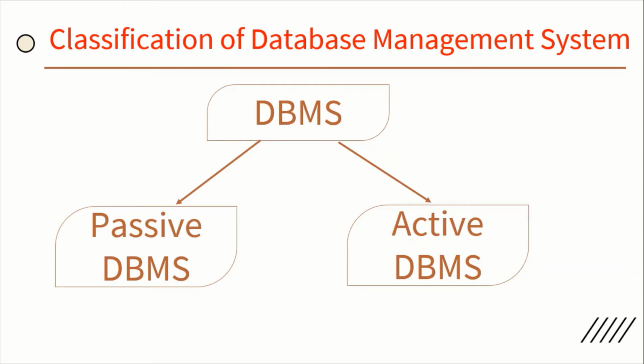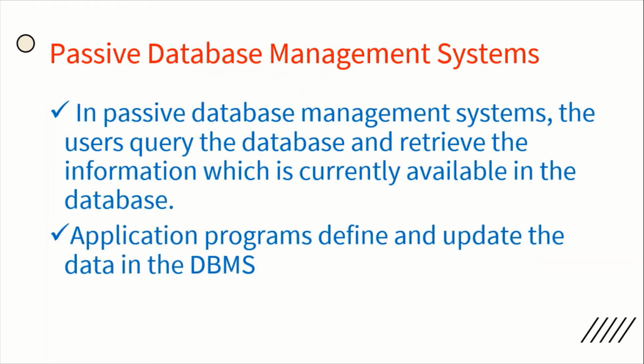As the name implies, a passive DBMS stores the information and whenever we want, it gives us the information. But an active DBMS is not like that. We'll see the definitions. In a passive DBMS, the users query the database and retrieve the information which is currently available in the database. It means we can store the data in the database and we can retrieve the data whenever we want. It gives us the data. That is passive. And application programs define and update the data in the DBMS.